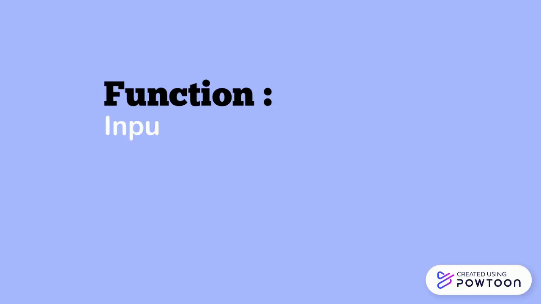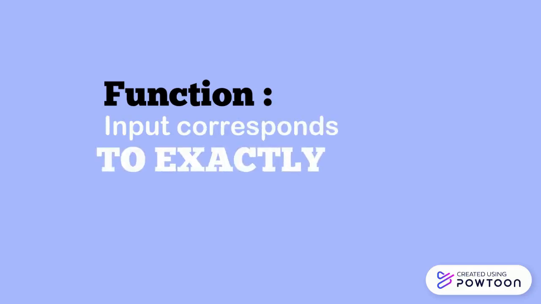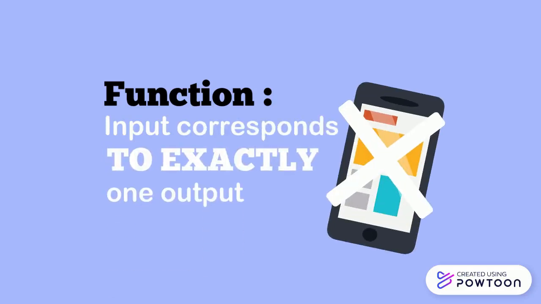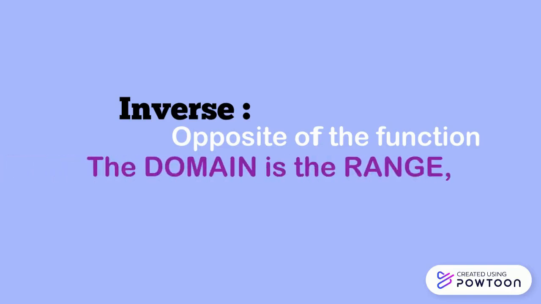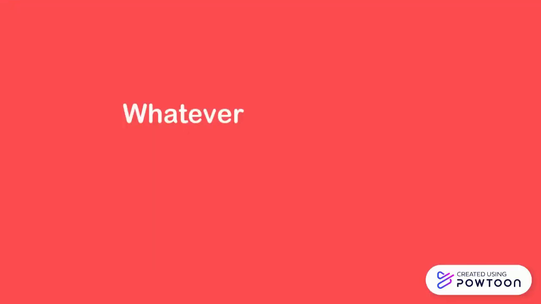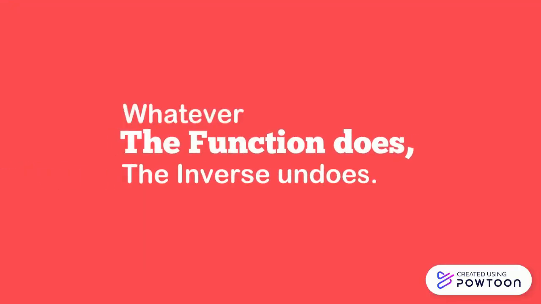A function is a relationship between inputs and outputs, wherein each input corresponds to exactly one output. On the other hand, an inverse is just the opposite of the function. It has a domain that is the range of the function and a range that is the domain of the function. Whatever the function does, the inverse undoes.